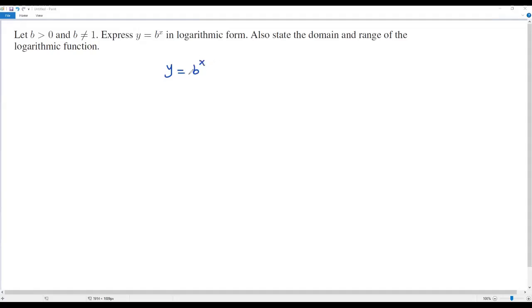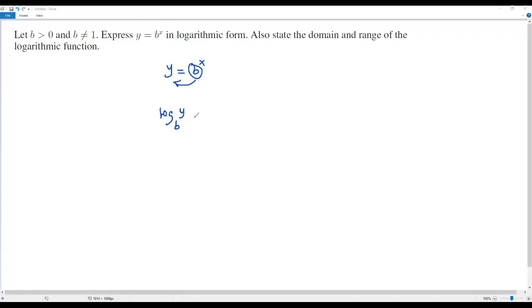Okay, now let me take the given function as it is, that is y equals b to the x power. To convert this function to logarithmic form, I have to consider the exponential term. Now I have to move this base b to the left side of the equation. When I move this base b to the left side, it will become log base b, and the stuff which already exists on the left side will become the argument of this logarithm. That is log base b of y.